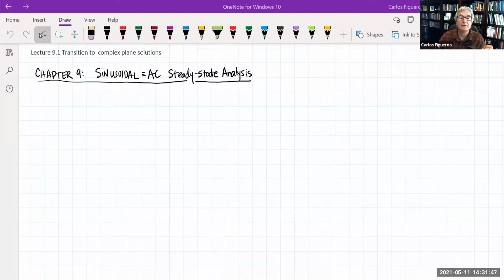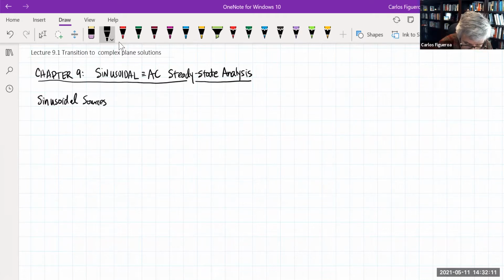So what we see here is that we're now going to be looking at sinusoidal / AC steady state analysis. And there's a couple of things that we want to say. First thing that we want to talk about is sinusoidal sources and where we're going to go with them. So when I think about sinusoidal sources here, we want to look at what I mean by a circuit here.